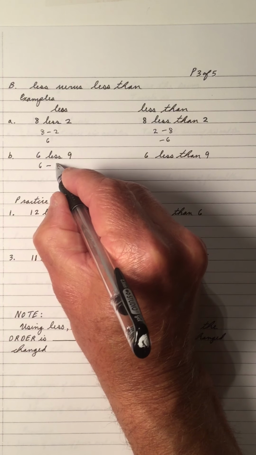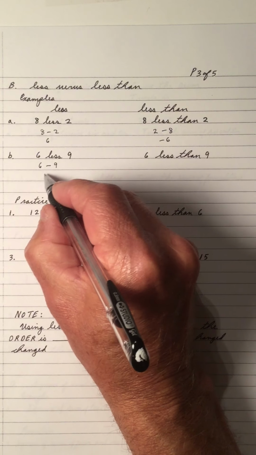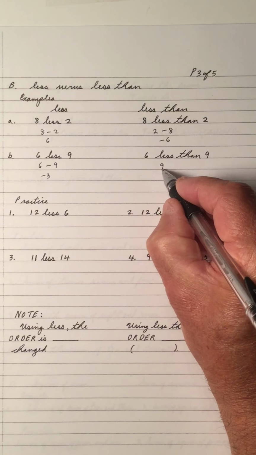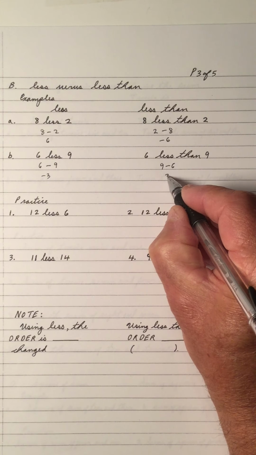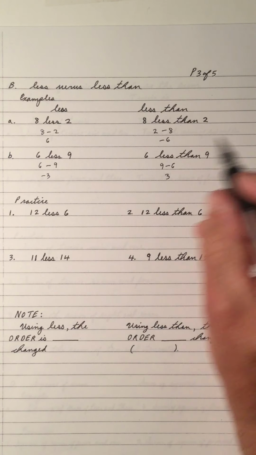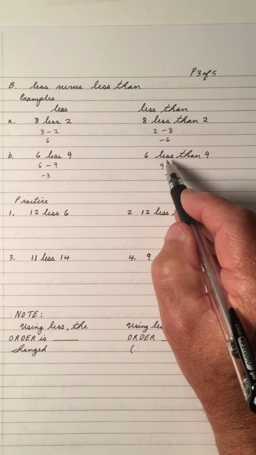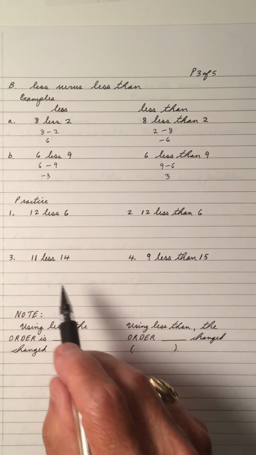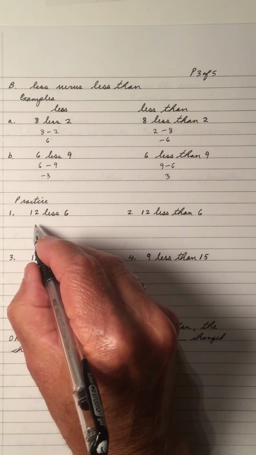6 less 9 is negative 3. 6 less than 9 is 9 subtract 6, which is 3. Less reverses the order in less than. Practice. Pause the video and see if you can get these 4 right.